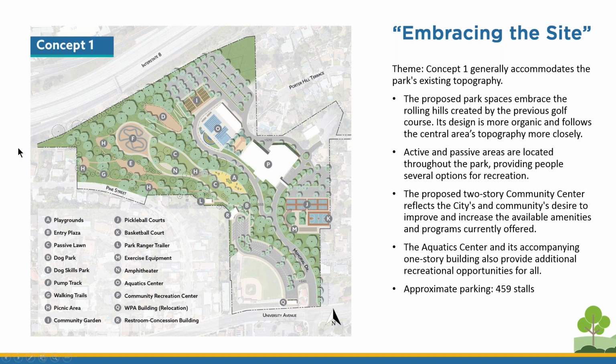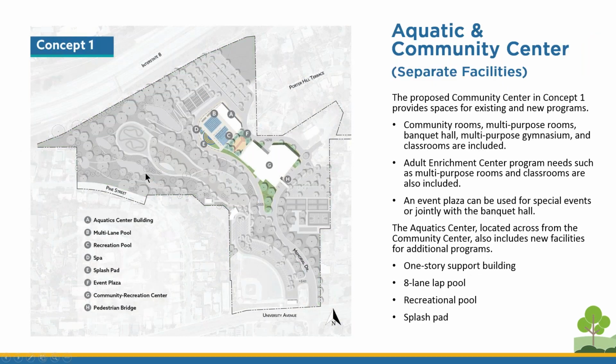Now let's take an even closer look at each of the spaces provided in the concept, starting with the Community and Aquatic Center. The proposed community center in Concept 1 is a brand new building that provides spaces for new and expanded programs. Community rooms, multi-purpose rooms, a banquet hall, a multi-purpose gymnasium, and classrooms are all included. The Adult Enrichment Center program needs, such as multi-purpose rooms and classrooms, are also included. A large event plaza can be used for special events or be jointly used with the banquet hall when that's reserved.